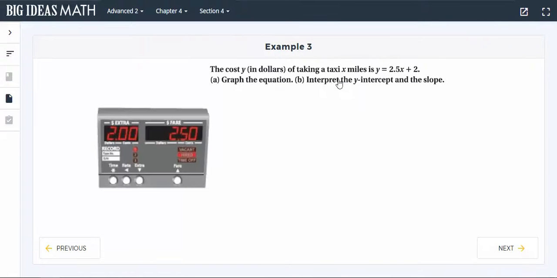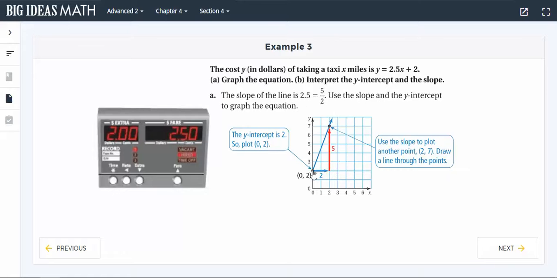The cost in dollars of taking a taxi x miles is y equals 2.5x plus 2. It tells you to graph the equation and interpret what the y-intercept and the slope mean. So the very first thing is we're going to graph it. And so the dollars have to be going this way, and that means the miles go this way. So we should actually label our axes as well.